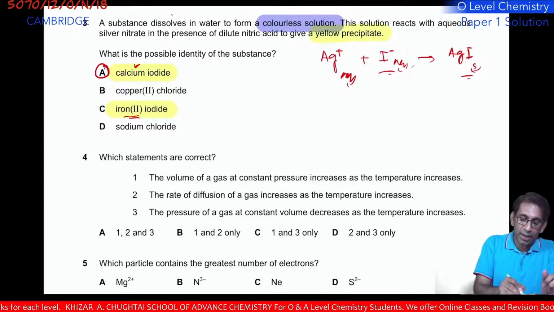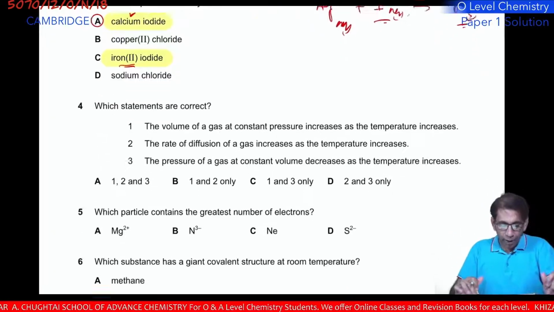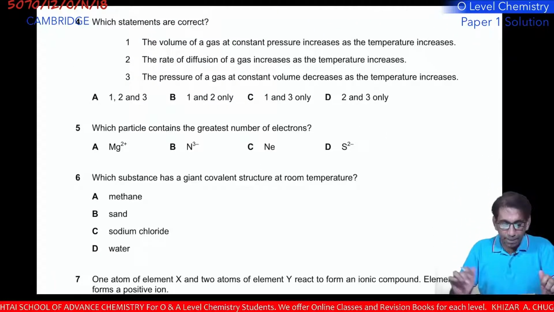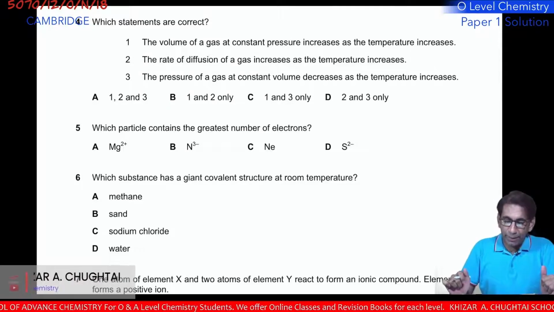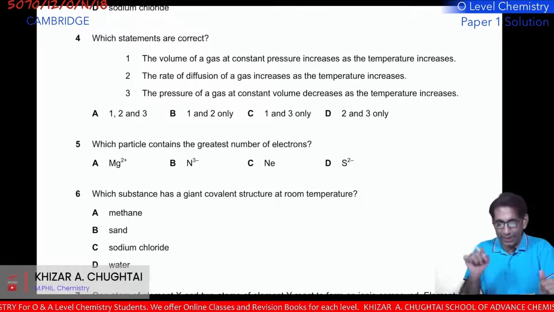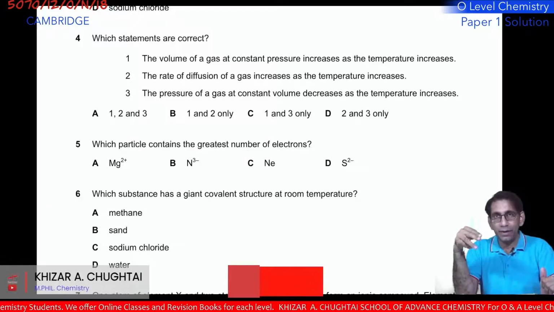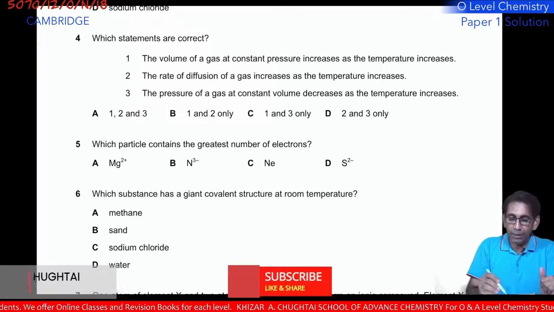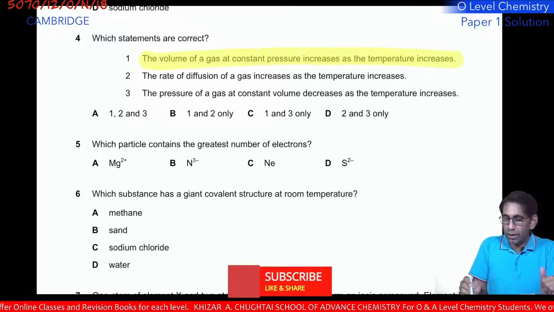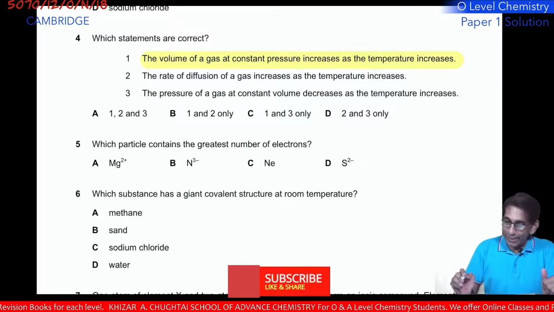So A is the correct option. Question number 4. Which statements are correct when the volume of a gas at constant pressure increases as the temperature increases? Volume of a gas at constant pressure. Volume increases, it means that according to this statement, if the temperature increases, the volume is going to increase. Yes, it is true.